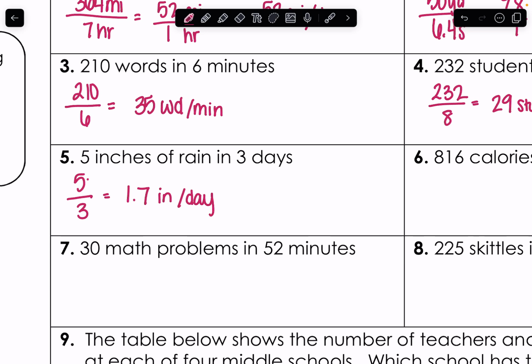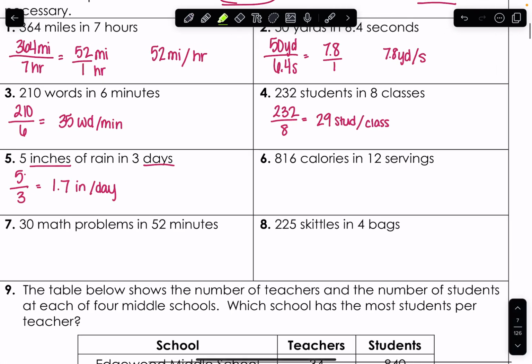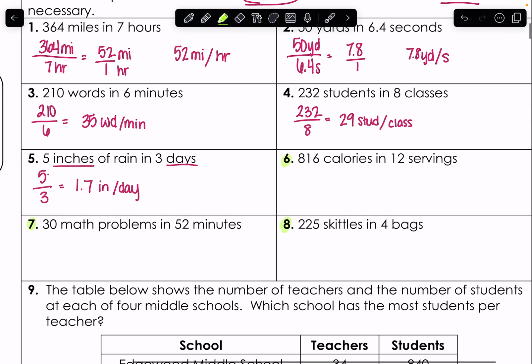If you're wondering how I am getting my units, the first unit goes first, so inches. Then I put the slash, which is read as per. Then the second unit is days. So first word, second word, and the slash goes in between them. Now I want you to try 6, 7, and 8. Again, give me that final number once you divide, and give me the unit. We also need to make sure our unit is there.